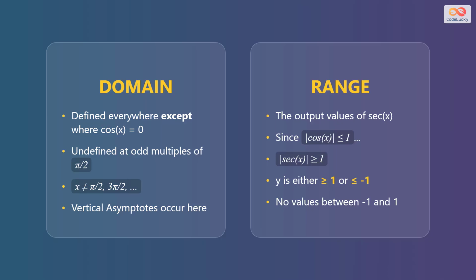Let's discuss the domain and range. For the domain, secant is defined everywhere except where cosine is 0, which happens at 90 degrees, 270 degrees, or pi over 2, 3 pi over 2, and so on. For the range, notice that the graph never enters the space between -1 and +1. The output is always greater than or equal to 1, or less than or equal to -1.